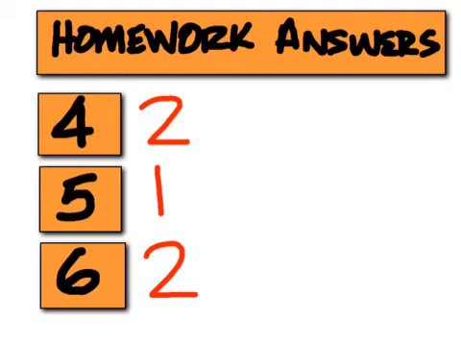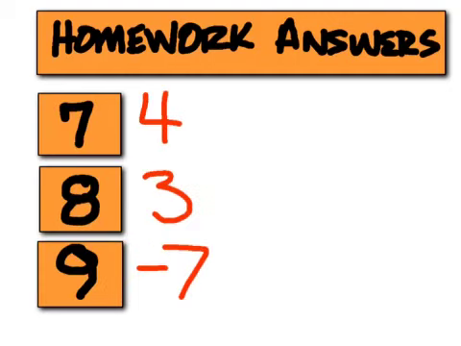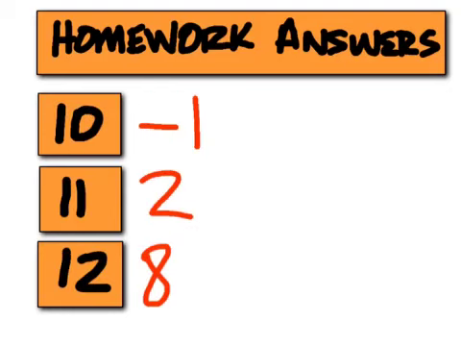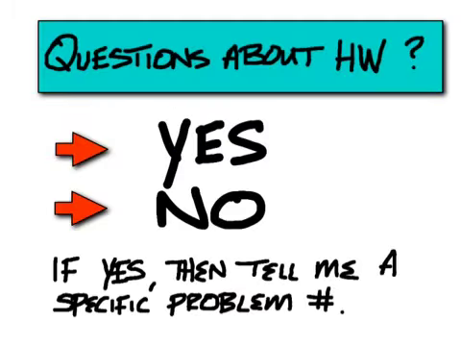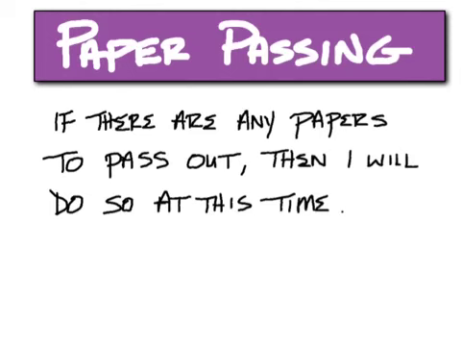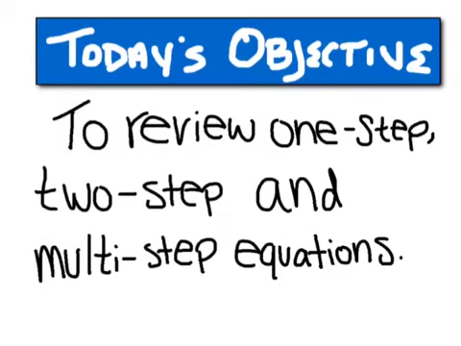Alright, answers are 2, 1, and 2. Alright, answers are 4, 3, and negative 7. Alright, answers are negative 1, 2, and 8. Okay, answers are negative 7, 15, and negative 10. Okay, any questions on the homework? Alright, no papers to pass out today.